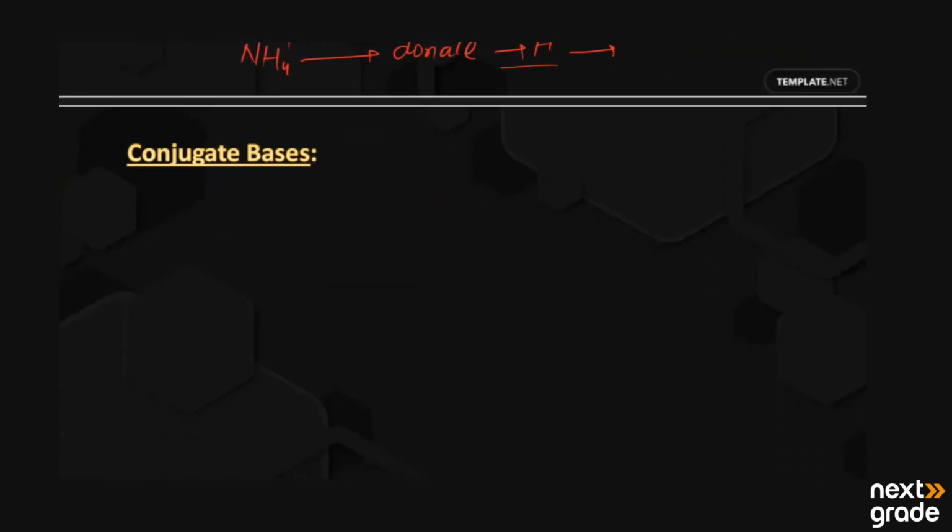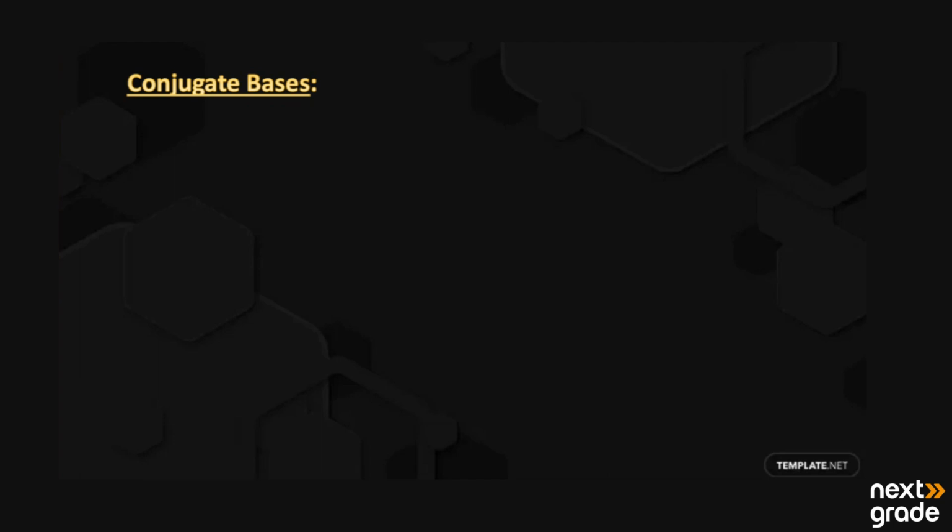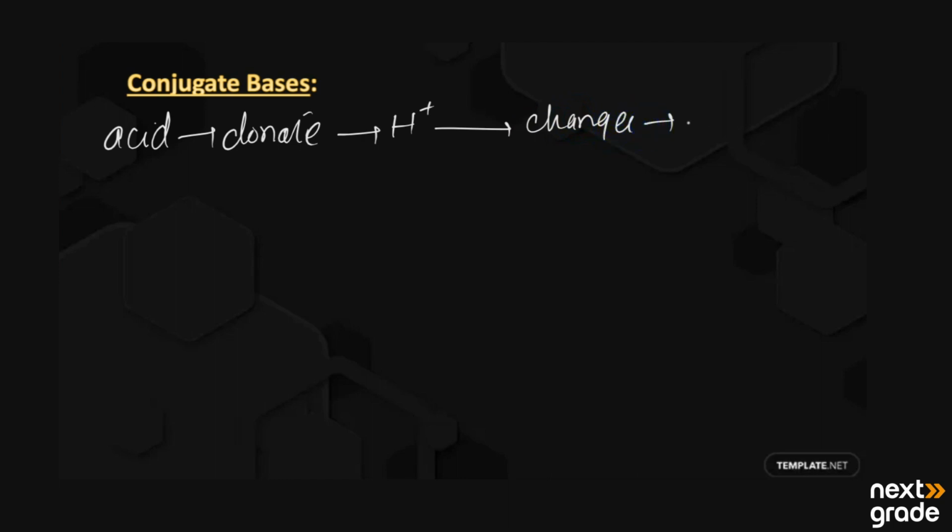Next we have the conjugate bases. So let's see what the conjugate bases are. By definition we have read that when an acid donates the proton, it will change into a negatively charged species. Now this negatively charged species is called a conjugate base.